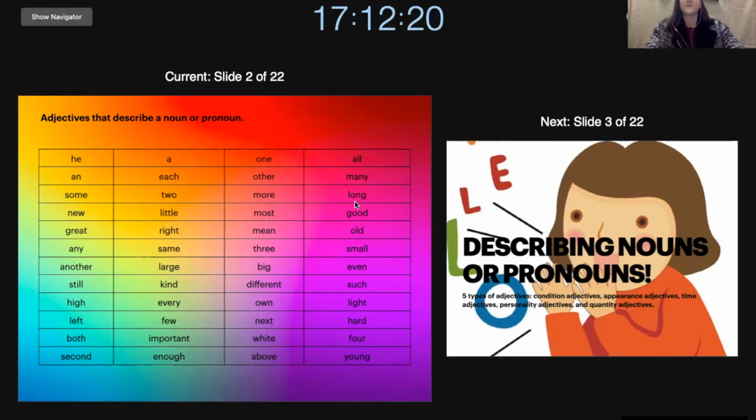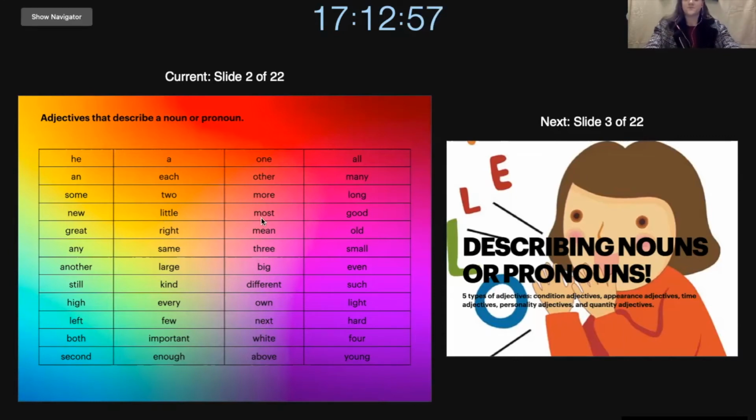Then long. So how long is something? If you have a ruler, it is usually 30 centimeters. So how long is your ruler? It can either be 15 or 30 centimeters. Then new. New refers to something that you just received. It's brand new to you. It has not been used by you yet. Then we have little. Little refers to something very small. So this will be a little piece of paper that I can write on.